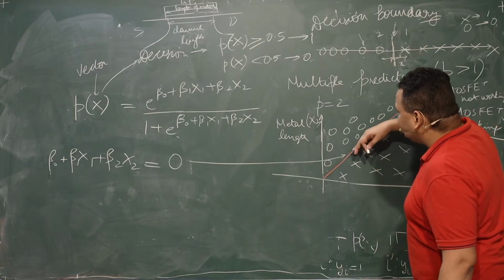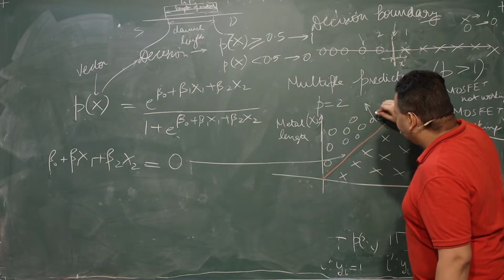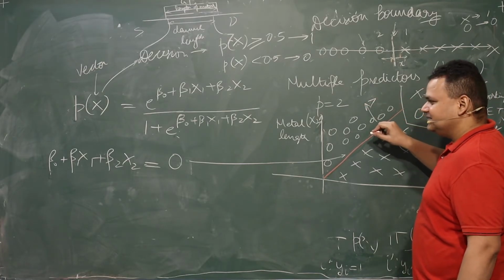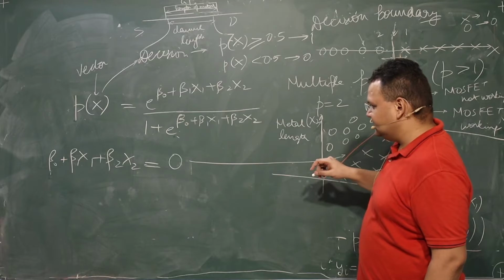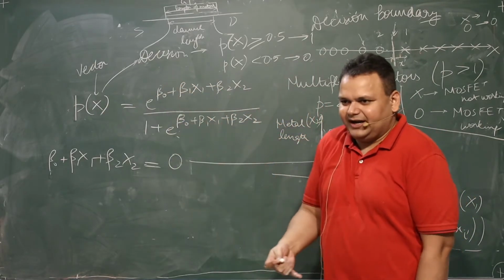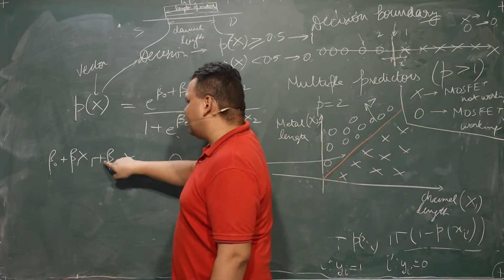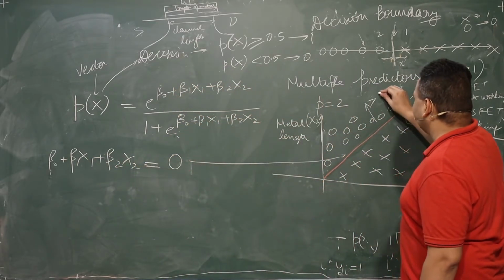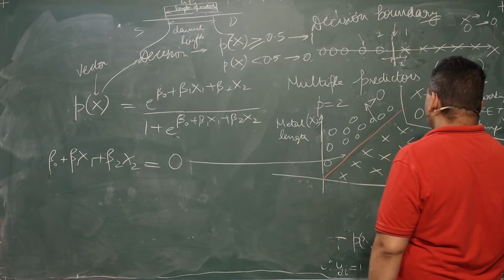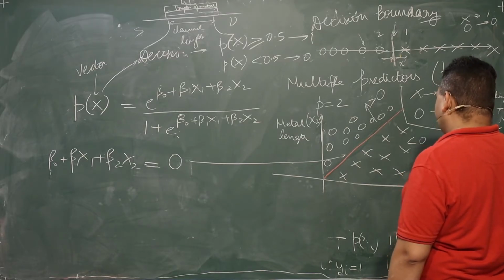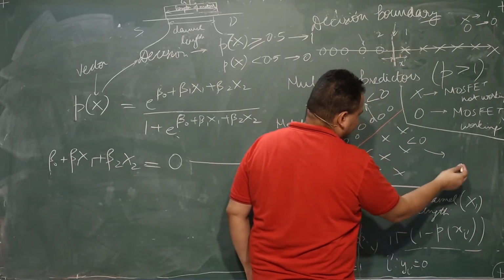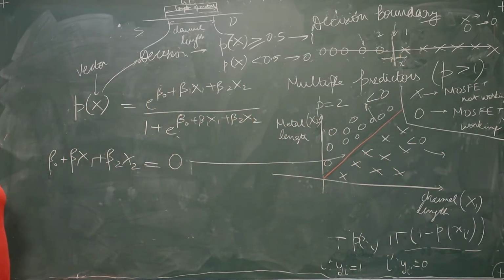Anything above this line is going to be greater than 0.5, so px is obviously going to be greater than 0.5. Yeah, you're right. But this value beta 0 plus beta 1 x1 plus beta 2 x2 is going to be greater than 0 over here and less than 0 over here. Sorry, I made a mistake. On the left hand side it will be less than 0. On this side it will be greater than 0. Am I saying it wrong, or right?